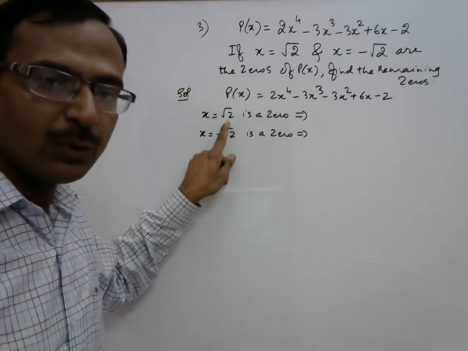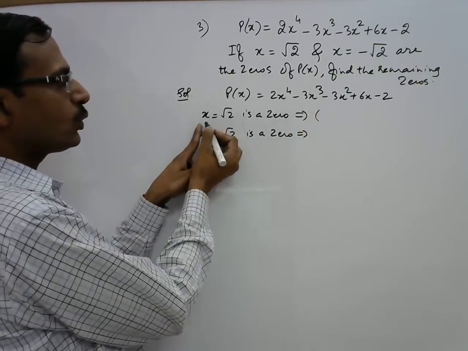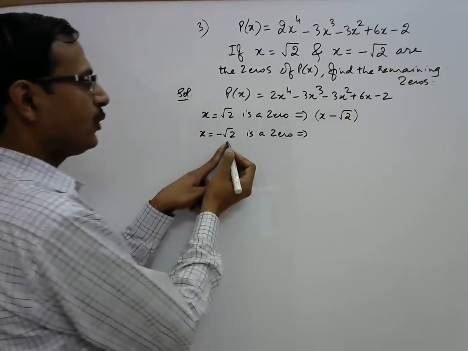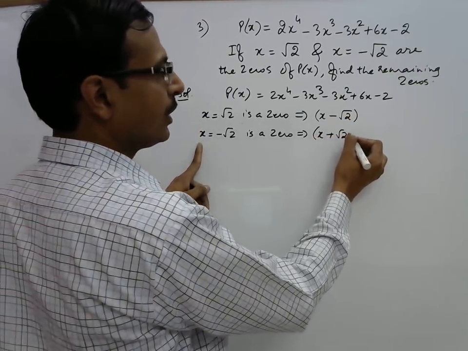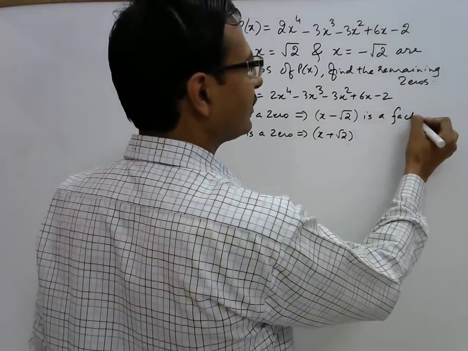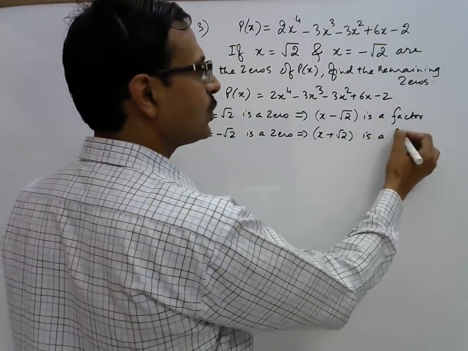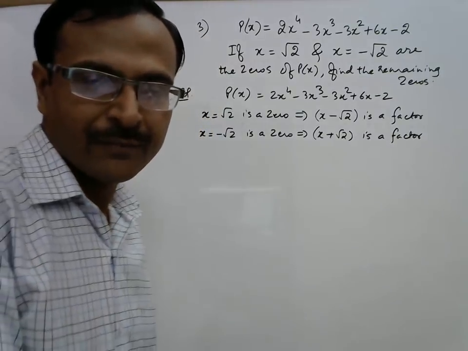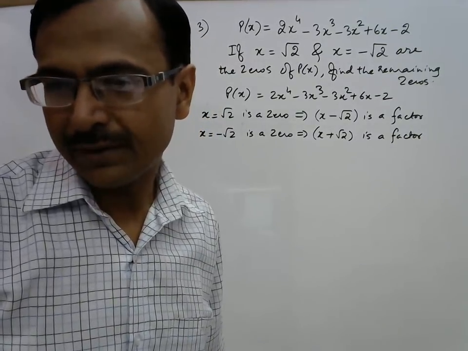Just bring this value to the left hand side. So here if you bring root 2 to the left hand side, this becomes x minus root 2. And if you bring minus root 2 to this side, it becomes x plus root 2. Now these two are the factors. So x minus root 2 is a factor and x plus root 2 is a factor. So you see now you have two factors already, and now we need to find the other two factors.